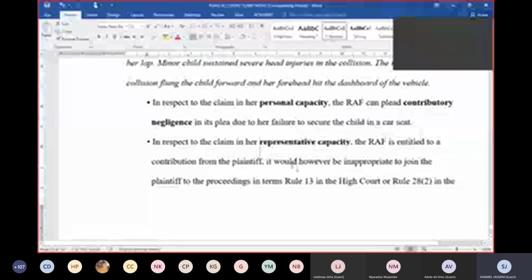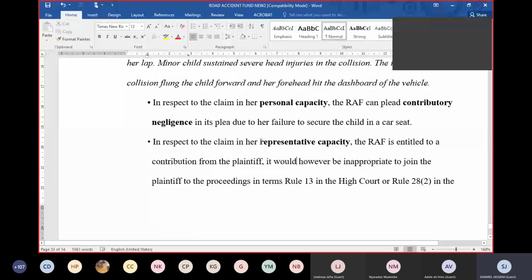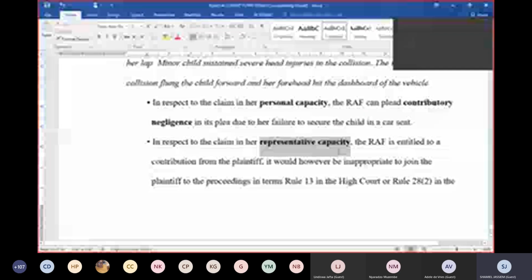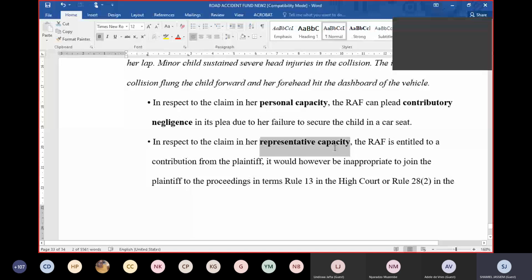But in the case of her being there in a representative capacity as well as personal capacity, the RAF cannot ask for contributory negligence here, but the RAF will file a conditional counterclaim. It's as easy as that, people. Everyone clear on that? Yes, thank you. Lovely, and that is my story.